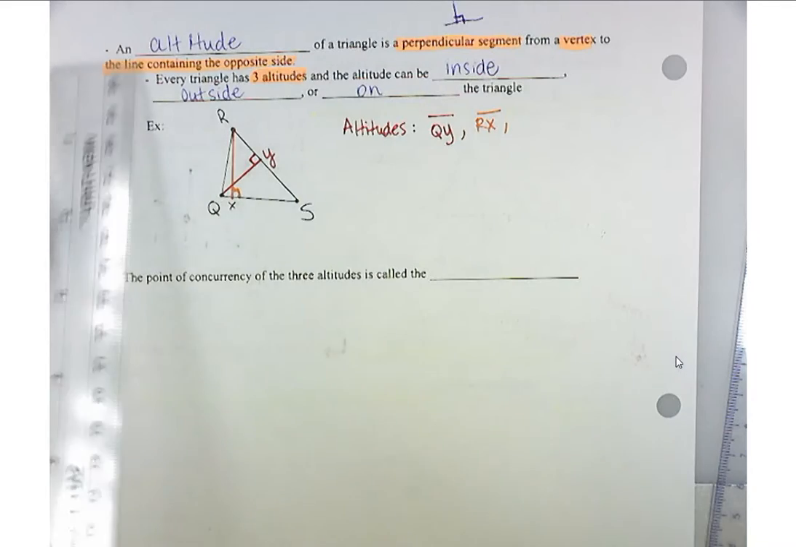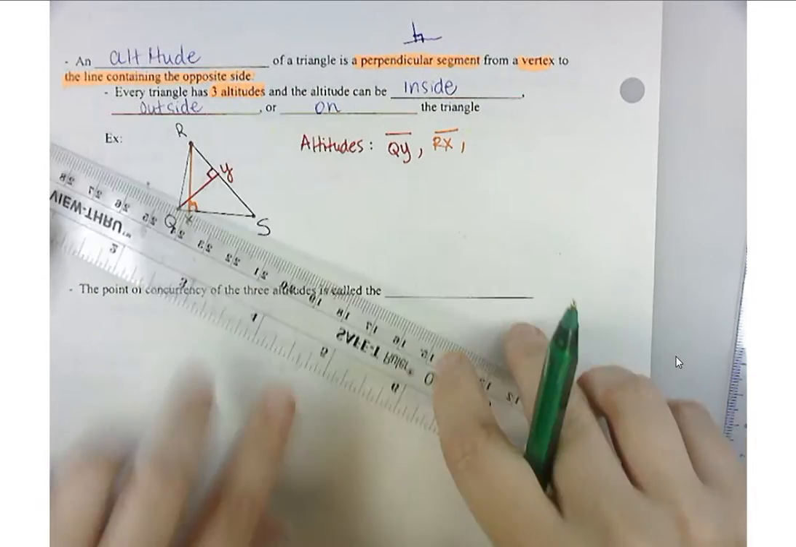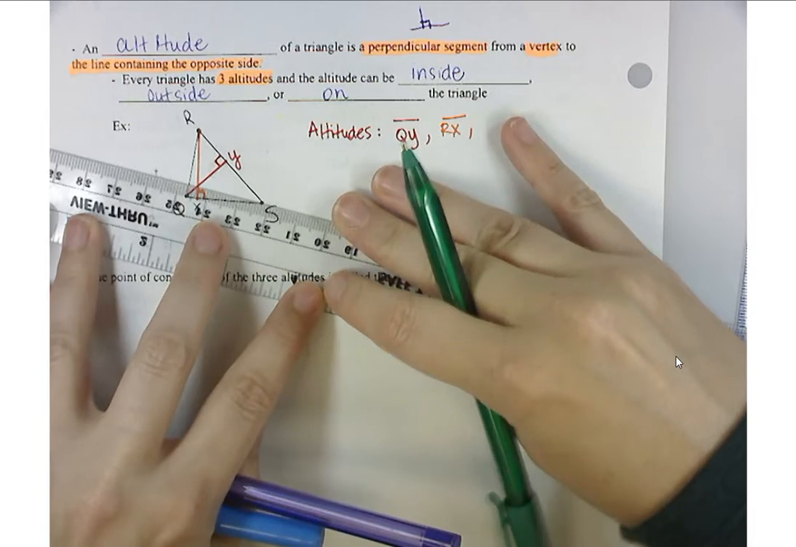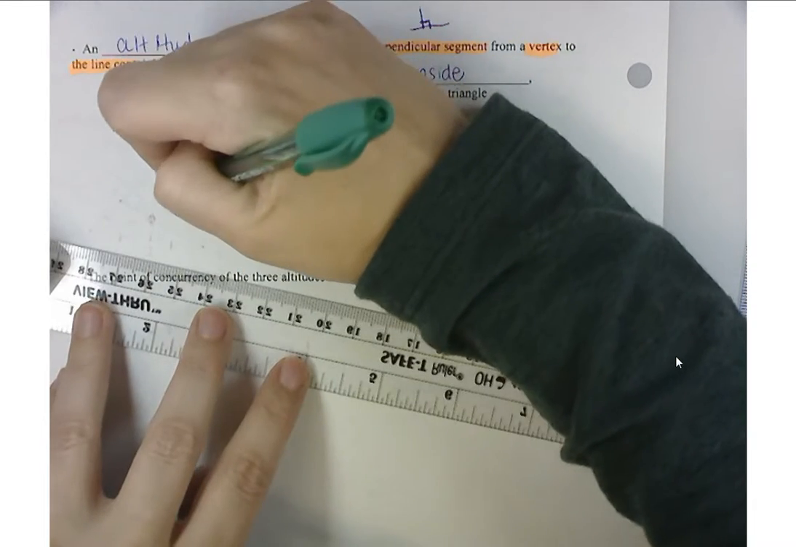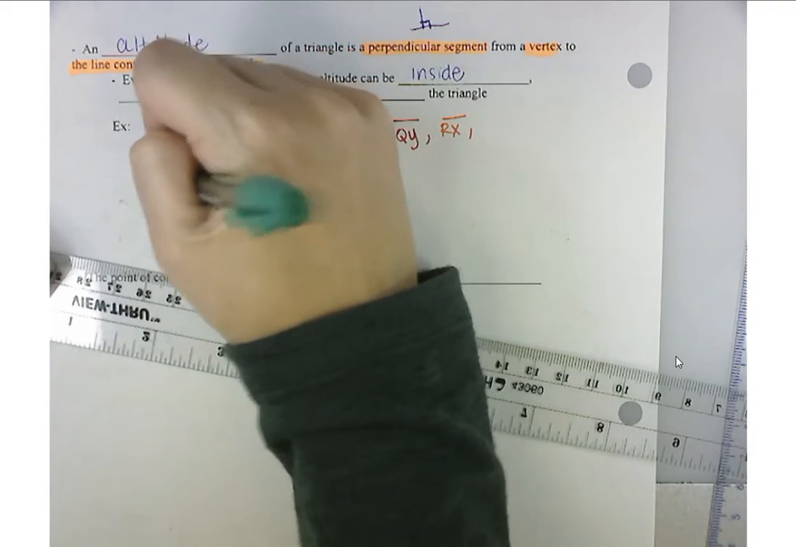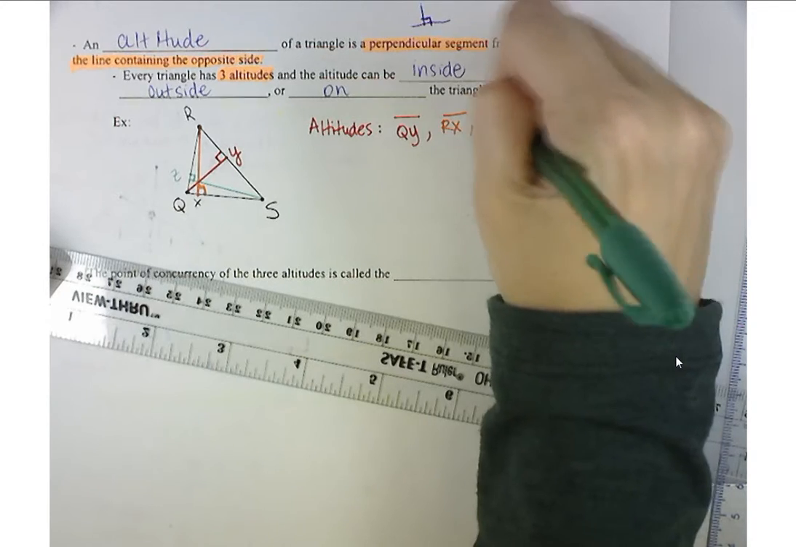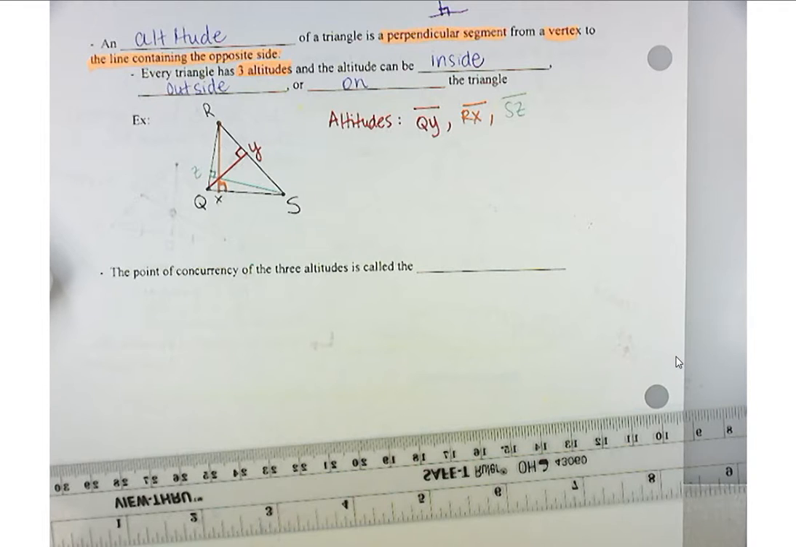Okay, and then the last one is from S. Again, we're trying to get that right angle. Okay, and we'll just call that Z. So those are my 3 altitudes.